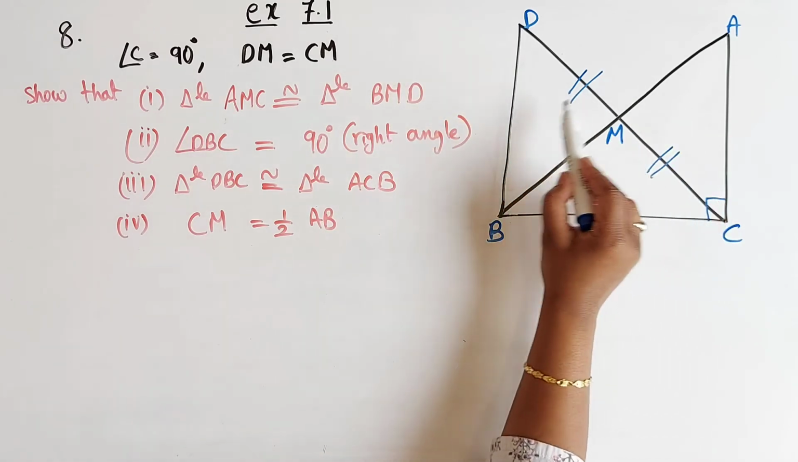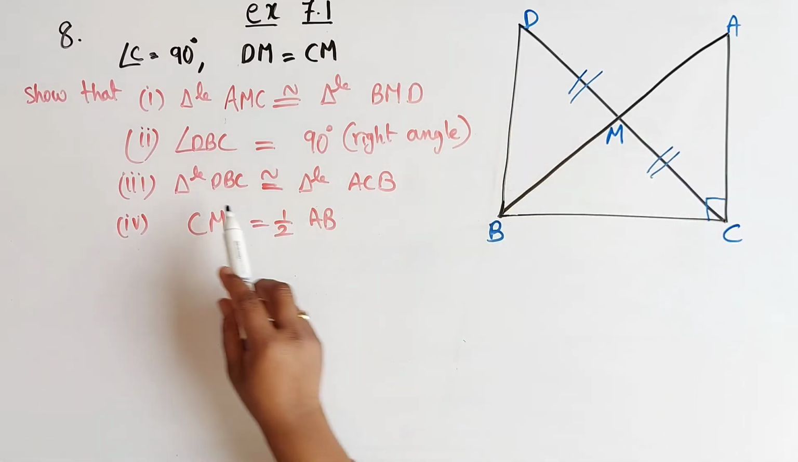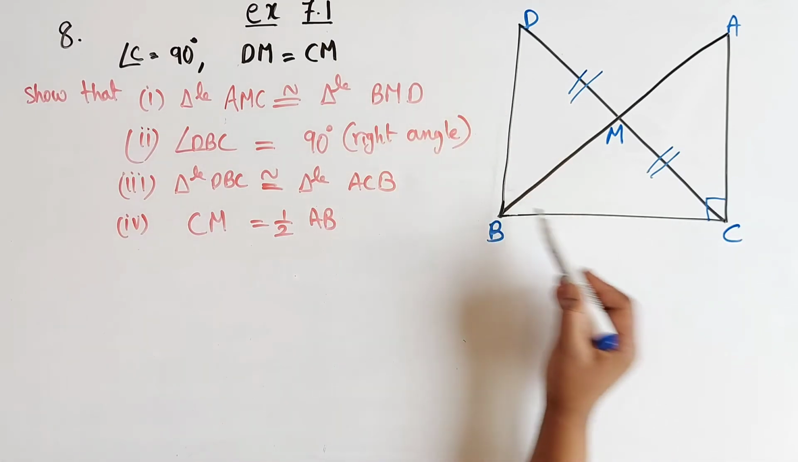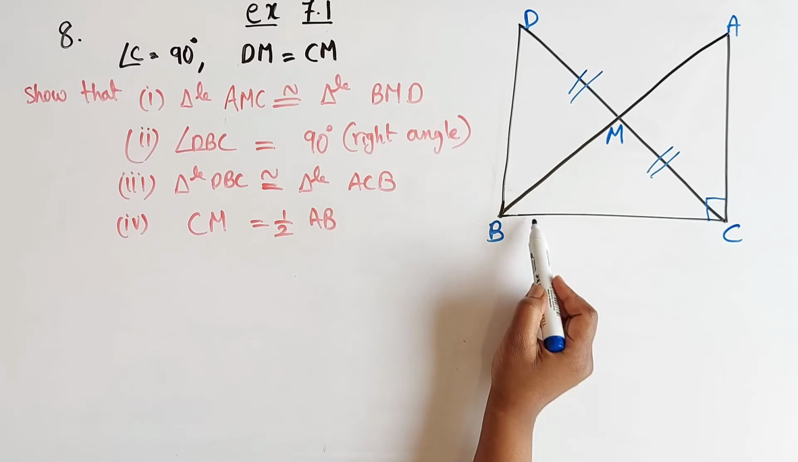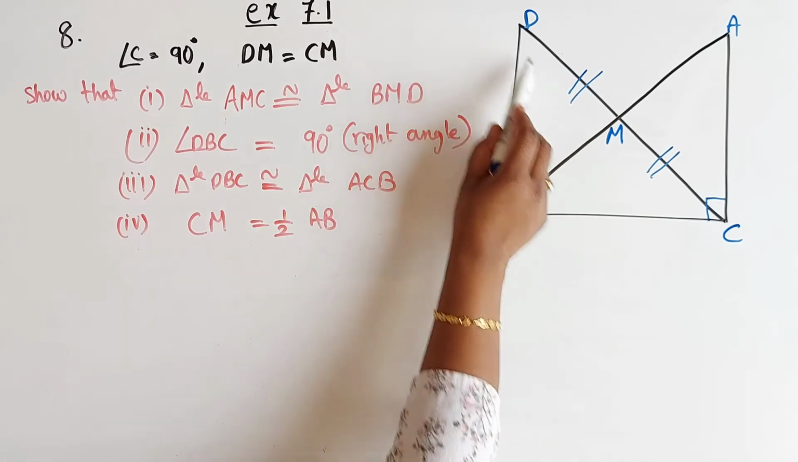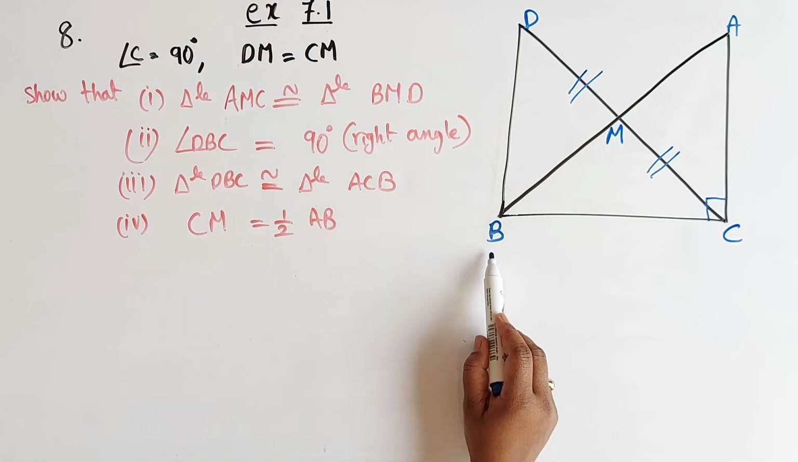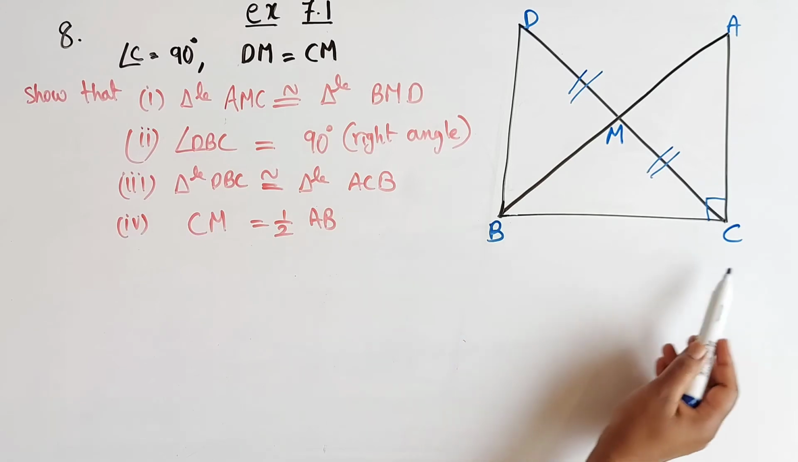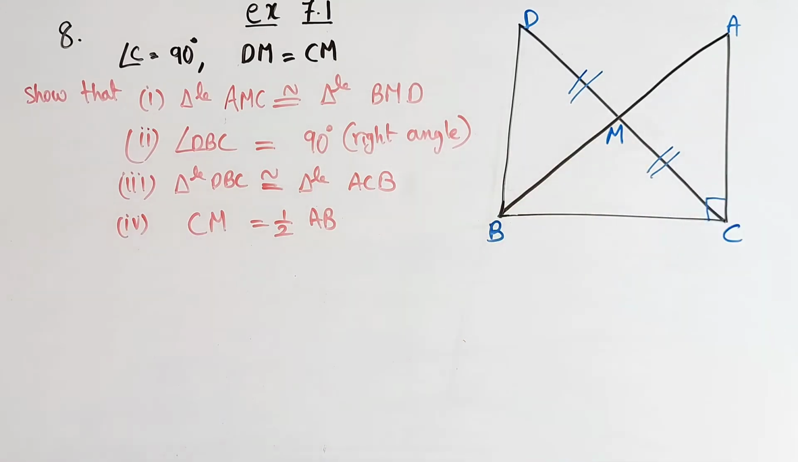These two triangles. And second one, angle DBC, this angle is 90 degrees. Third question, triangle DBC is congruent to triangle ACB, this triangle. And fourth question, CM equals half of AB. This is the question, children.